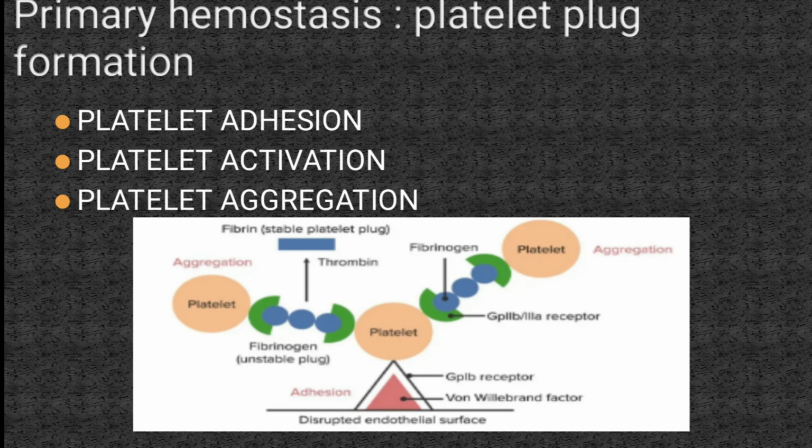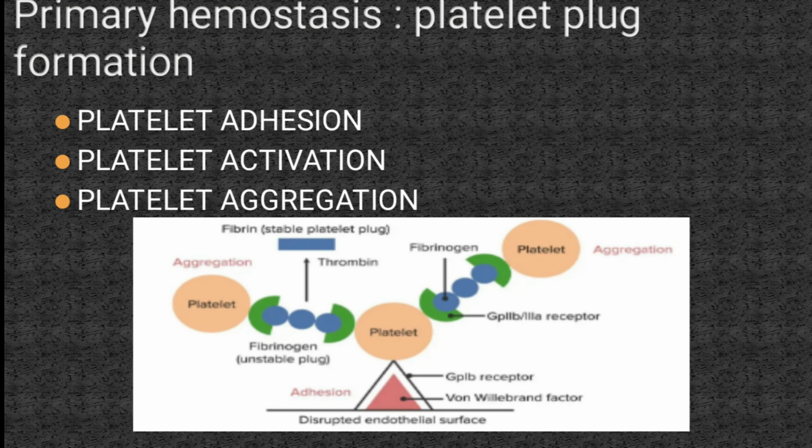Primary hemostasis, that is platelet plug formation, has three steps: platelet adhesion, platelet activation and platelet aggregation. In platelet adhesion, through the interaction between the platelet surface receptor glycoprotein 1b and von Willebrand factor present in the subendothelial matrix, platelet adhesion occurs. The platelet also adheres to the collagen present in the subendothelial matrix via glycoprotein 2a.